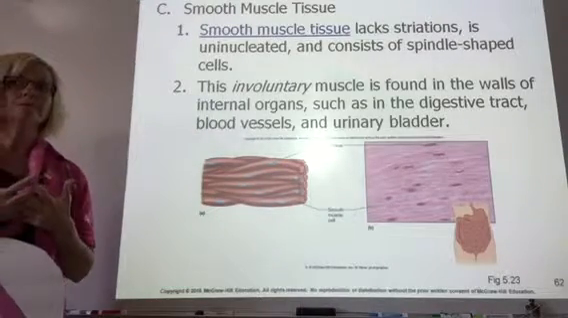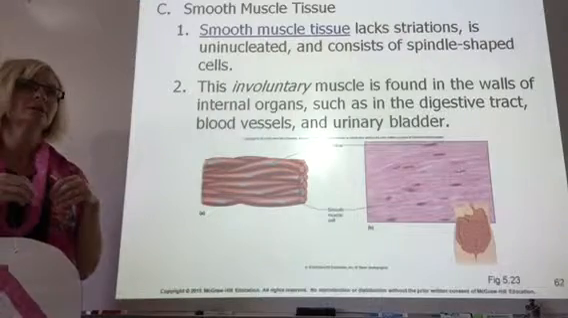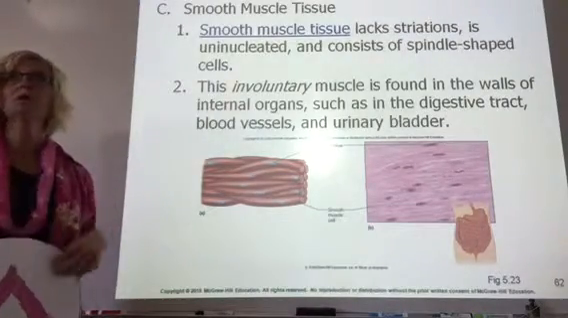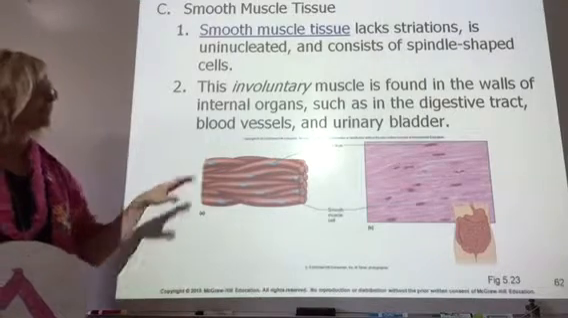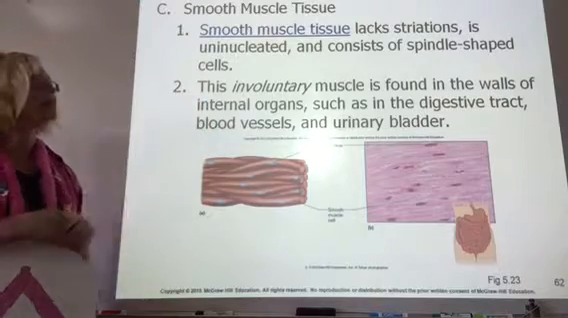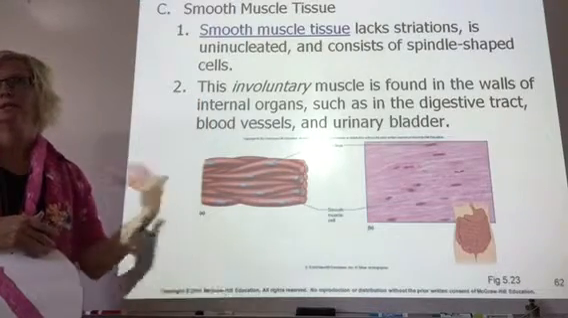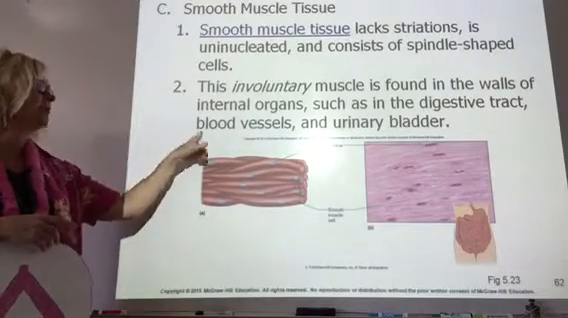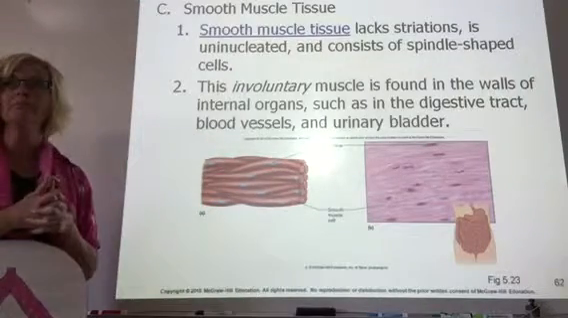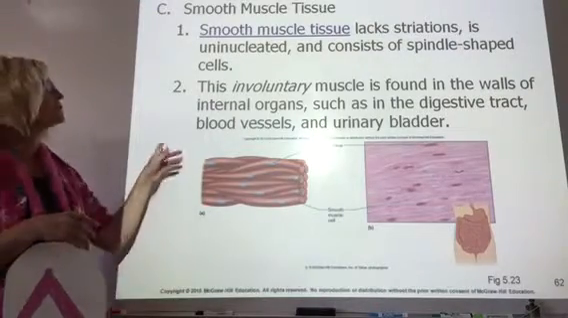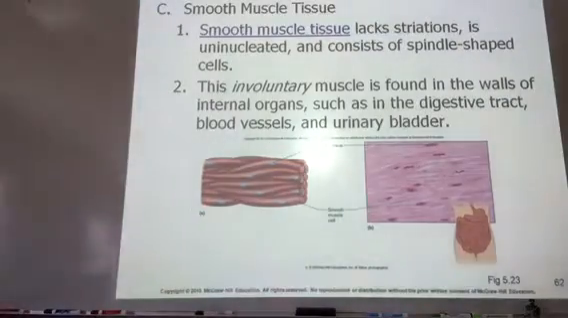So when you eat food, you don't tell your stomach, okay, now it's time to digest, it's time to go to work. We don't have control over that. It is involuntary. The only voluntary muscle you have is skeletal. My stomach's going to work by itself. My blood vessels are going to pump by themselves. I don't have to think about it. So smooth muscle is entirely involuntary.